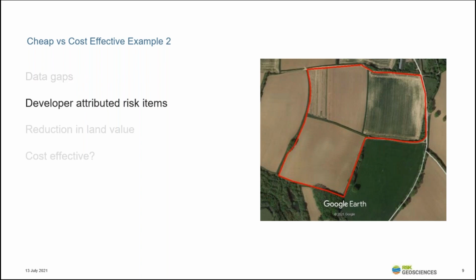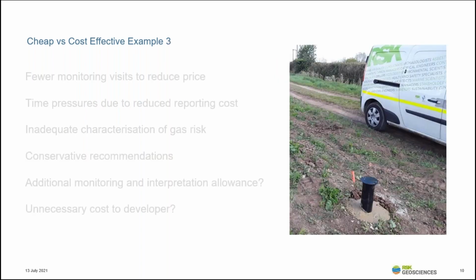In this context, these data gaps would lead to risk items attributed by the developer. They would review this, and where there are uncertainties, risk items would be applied. From the vendor's point of view, this would result in a reduction in the land value because these risk items would be taken off the value of the land. So was this cheap investigation cost effective? Again, probably not when you start to build in the risk items.